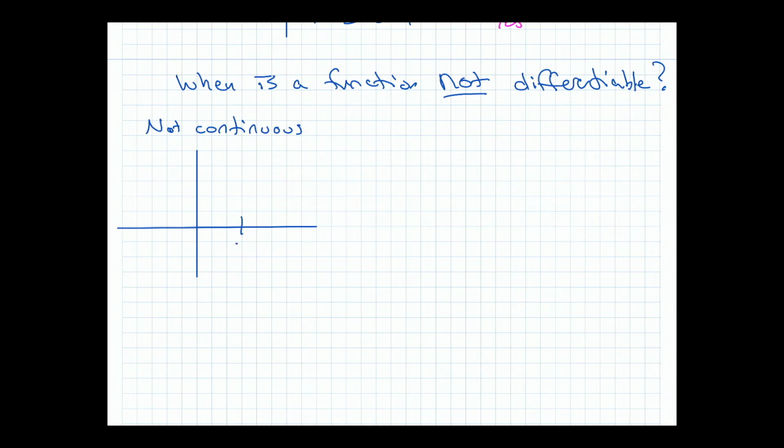I'm going to do this all at 3. I don't know why, I just feel like it. So here's a function that's not continuous at 3, which means it's not differentiable. So when is a function not differentiable? 1, when it's not continuous. What else? Another time would be if there is a corner at the point. I'll say x equals a.